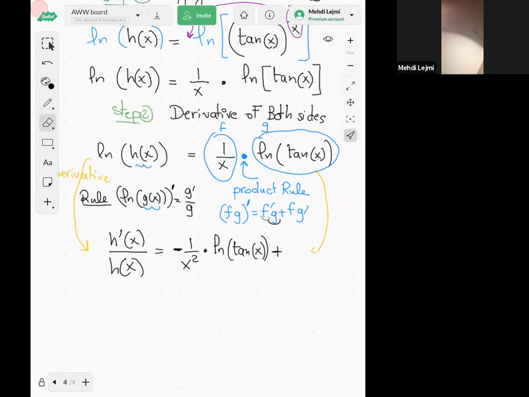So here, let me just, because I'm gonna need some space here. So here I'm computing the derivative, of course. This is the derivative. So we said plus f is 1 over x times g prime, okay? So now the question is, what's g prime, right? G is ln of tangent of x. So what would be g prime? Any guess? What's the derivative of ln of tangent of x?